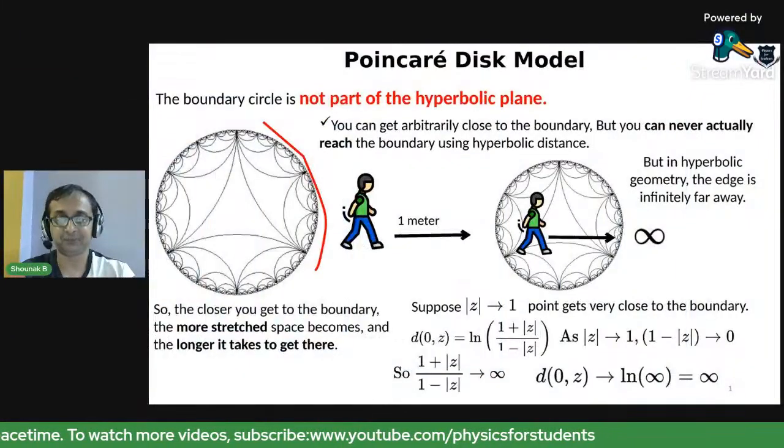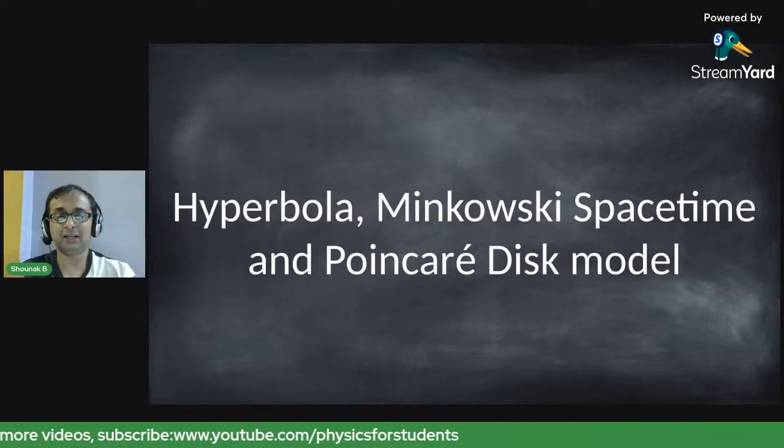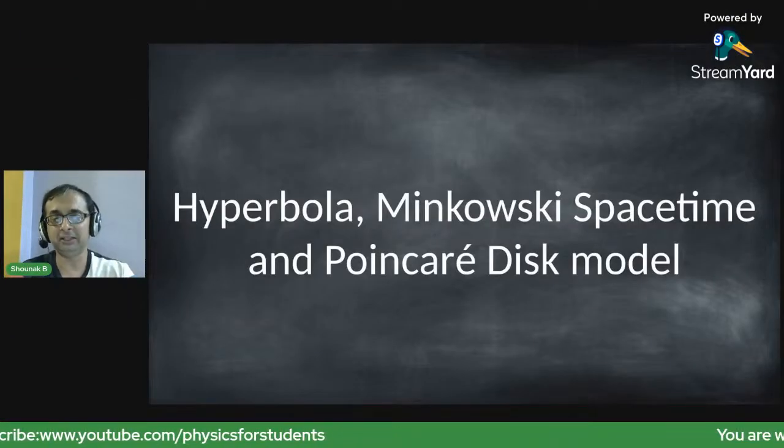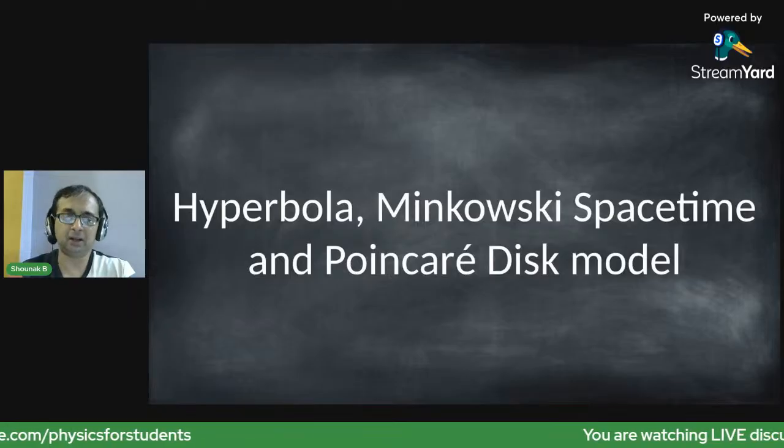Now you might ask me why we are dealing with the Poincaré disk. The reason is that the Poincaré disk gives a very easy understanding of hyperbolic geometry. I will come to that part later. So here you can see that we are now trying to integrate hyperbolic geometry, hyperbola, Minkowski space and the Poincaré disk model.